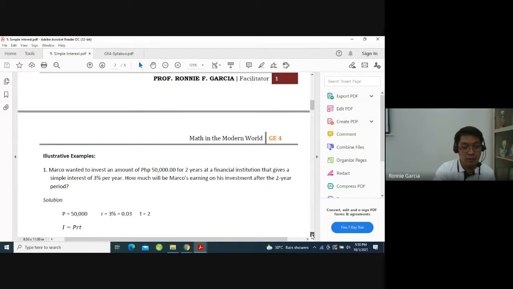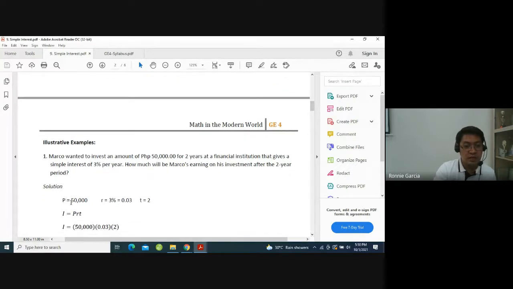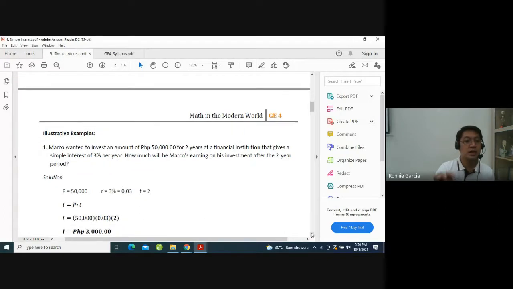You have to input right now 50,000 pesos for your P, 0.03 for your R, and 2 for your T. Then multiply all these numbers. The correct answer is 3,000 pesos.